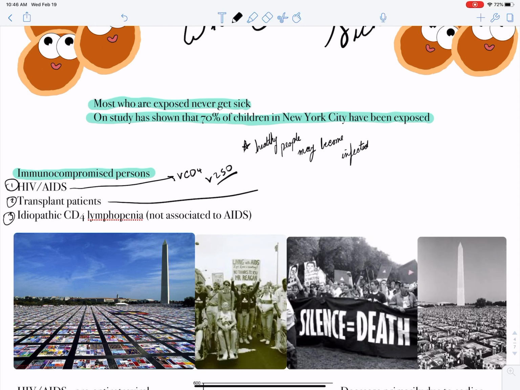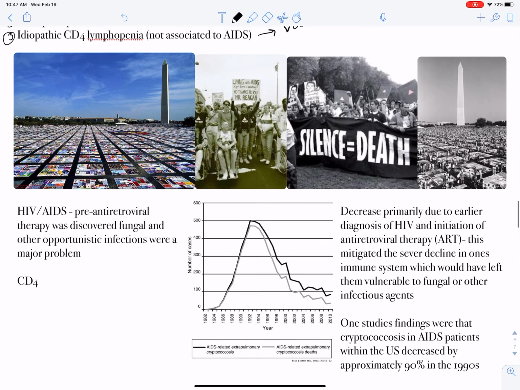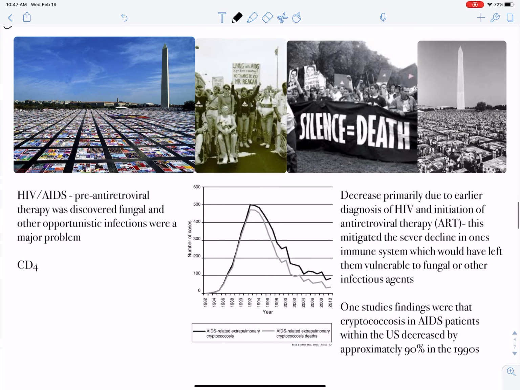Transplant patients, on the other hand, are going to be given immunosuppressant drugs. And then also, idiopathic CD4 lymphopenia. Again, as the name indicates, you're going to have a low CD4 count, which is going to make you susceptible to this as well.